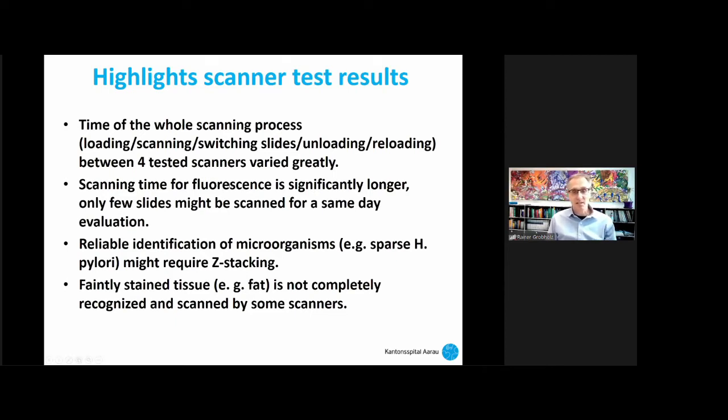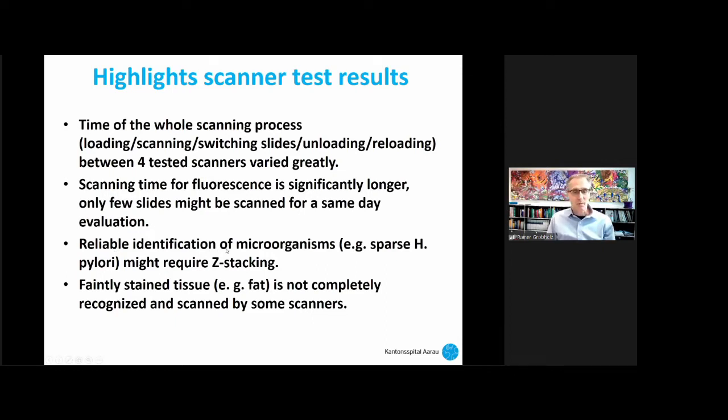Scanning time for fluorescence is significantly longer. So what we learned is that for a same-day evaluation or same-day sign-out, fluorescence takes a long time, and mostly you need an extra scanner for this. Otherwise, if you do bright field and fluorescence for the same-day evaluation and sign-out, probably it won't work.